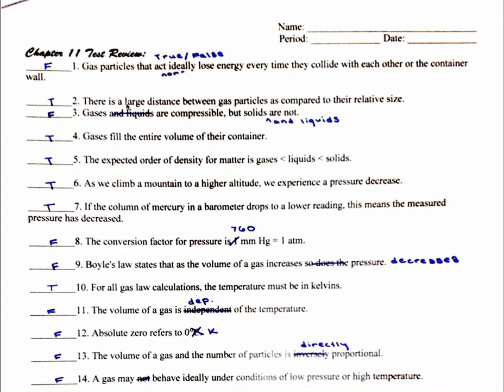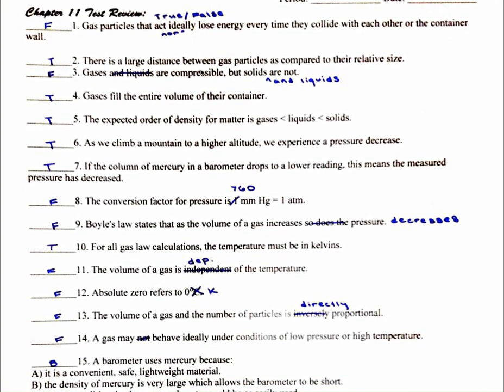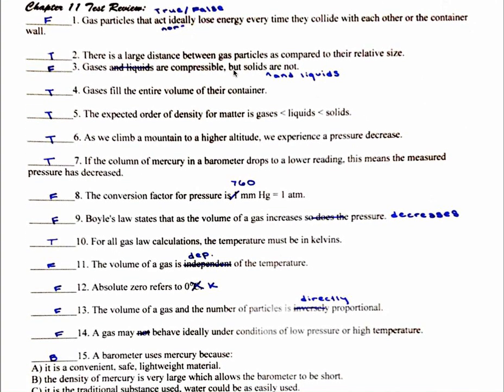All right, so for true and false, gas particles that act ideally lose energy every time they collide. No, the whole point is that gas particles that act ideally have elastic collisions, meaning that they don't lose energy. So that's false, and I wrote non-ideally, or you can write don't lose energy. There's a large distance between gas particles as compared to their relative size.